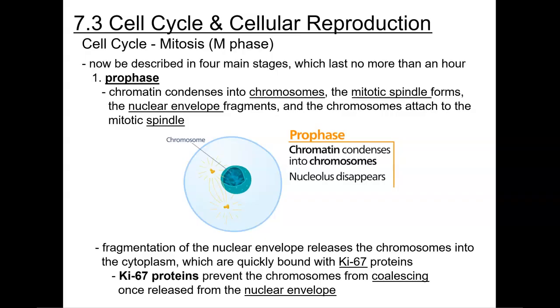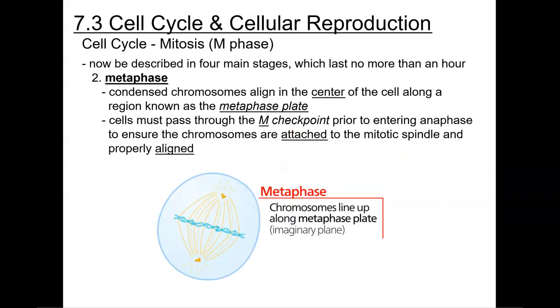Once that nucleus disintegrates, basically, and that spindle goes to each end, it's going to come out and attach at the centromere of the chromosomes. So fragmentation of the nuclear envelope, like we said, releases that centrosome into the cytoplasm, which quickly is going to be bound to what's called the Ki67 protein. Now, these proteins are going to prevent the chromosomes from coalescing once released from the nuclear envelope.